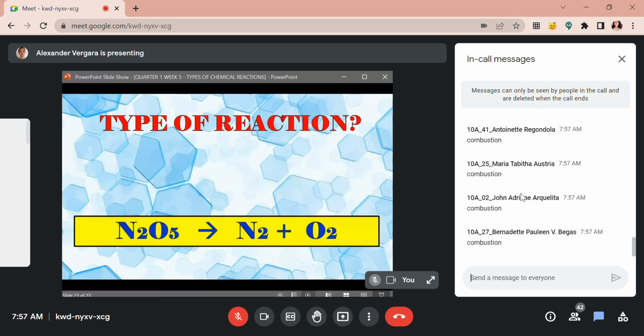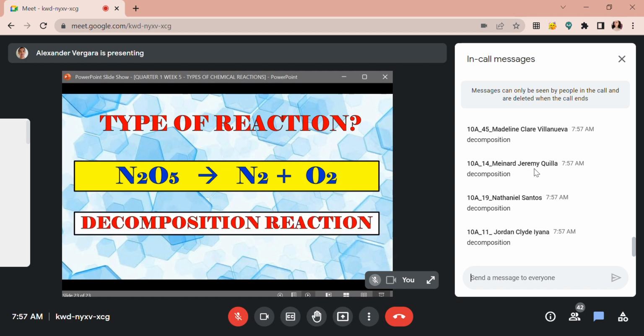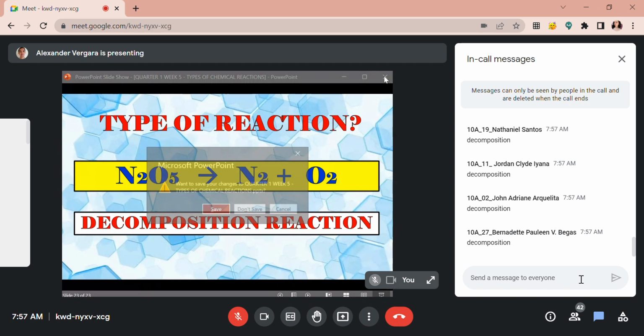Let us have the last one. I think I gave already this one. Not yet. This is an example of... yes, very good. This is an example of decomposition. Okay. So, question about the different types of chemical reaction.